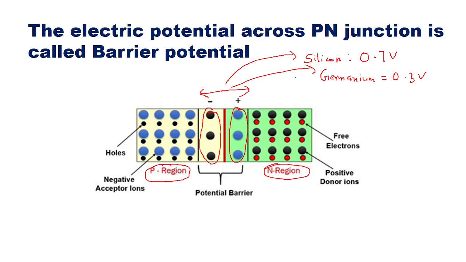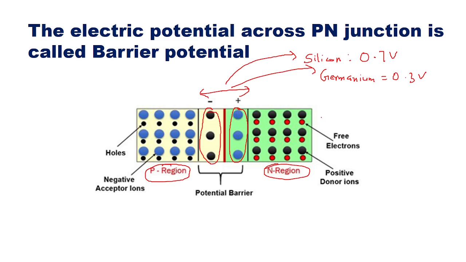So the first parameter is one on which the barrier potential depends. The second parameter is doping. Doping is adding impurity to the pure semiconductor to change its conductivity. It is a process of adding impurity to increase the majority charge carriers in a P-type or N-type material. If you increase the majority charge carriers, automatically the barrier potential is going to increase. So the second parameter also is one on which the barrier potential depends.